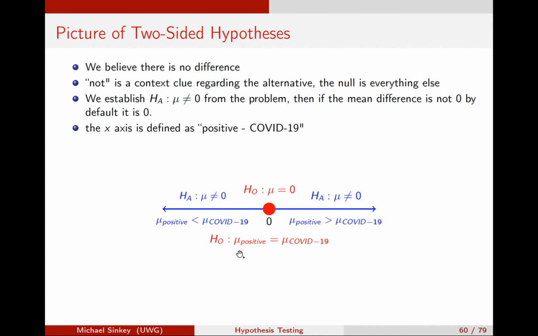So null, the positive attitude is the same as the COVID-19 commercials. If it's not in the null, it's either on this side, positive is less, or this side, positive is more. But we established the 0 from the problem. The x-axis is just the spending of positive campaign minus the spending on COVID-19. So the x-axis measures two different people, it subtracts the COVID-19 from the positive, so you get one number.